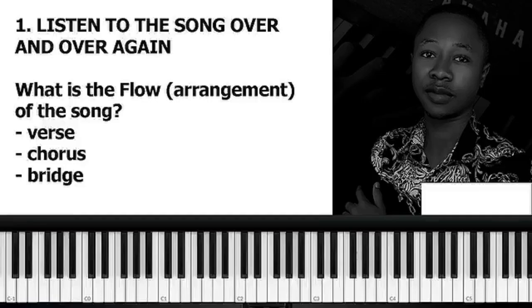And there are certain songs, there's a song I was teaching one of my students in Australia. The verse has a different chord progression, the chorus has a different chord progression, the bridge has a different chord progression. So you score the verse separately, the chorus separately, then the bridge separately. So understand the flow of the song, the entire flow.